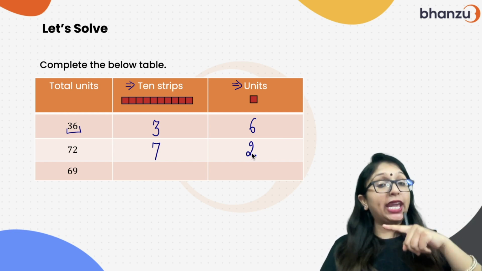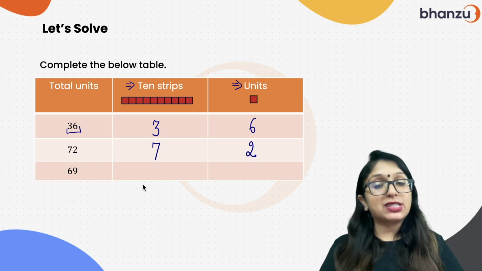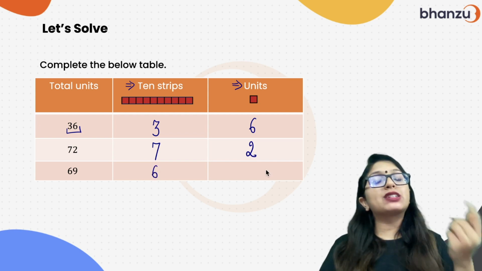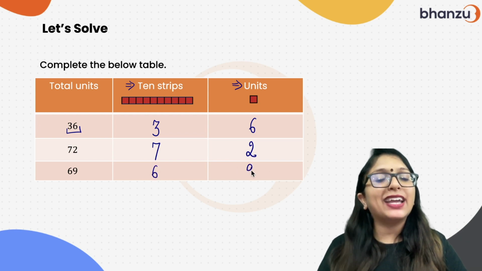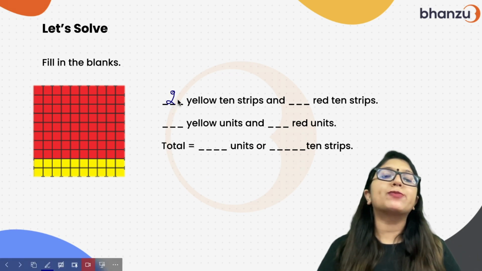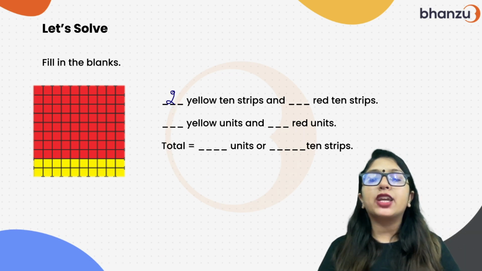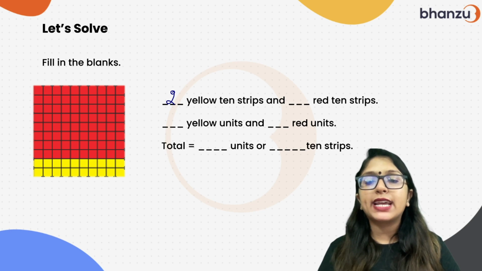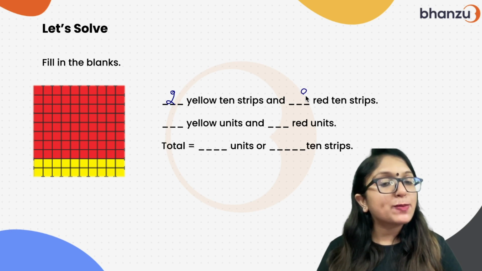69. So that means 6 10 strips. And how many unit strips? That is 9. How many yellow 10 strips are there? 1, 2. Only 2 yellow 10 strips are there. How many red 10 strips are there? 1, 2, 3, 4, 5, 6, 7, 8. 8 red 10 strips are there.